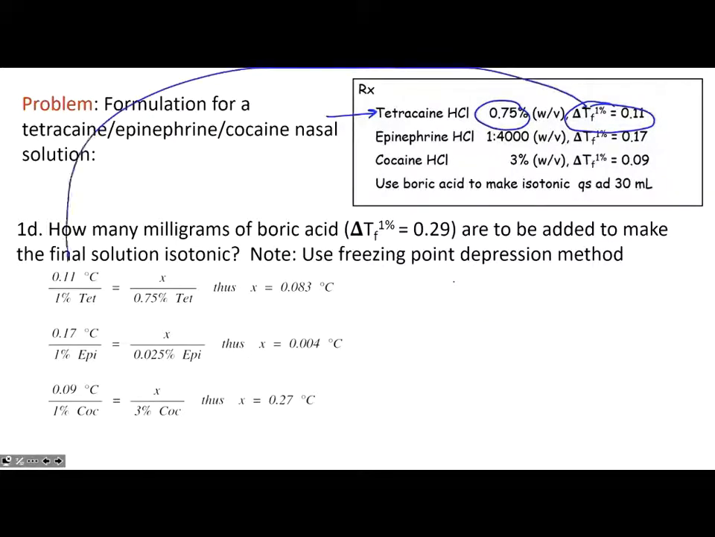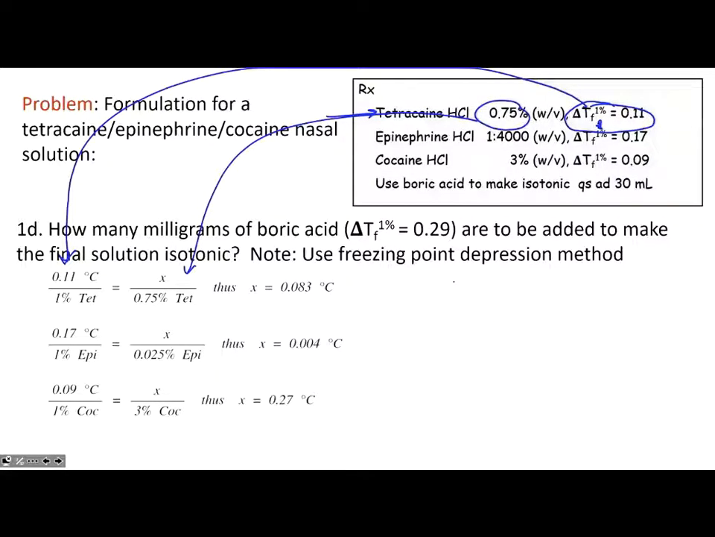So I'm going to bring that over to here and just set that up as a proportion, saying 0.11 degrees Celsius per a 1% concentration. Does everyone see where the 1% comes from? It's a 1% given right there in the formula. So that's what I know is standard for tetracaine. The concentration I'm going to have in my prescription is 0.75%. So 0.11 degrees over 1% is equal to X degrees over my 0.75%. I can proportion out and see how many degrees I would reduce it given my concentration. And for tetracaine, it's 0.083 degrees Celsius.